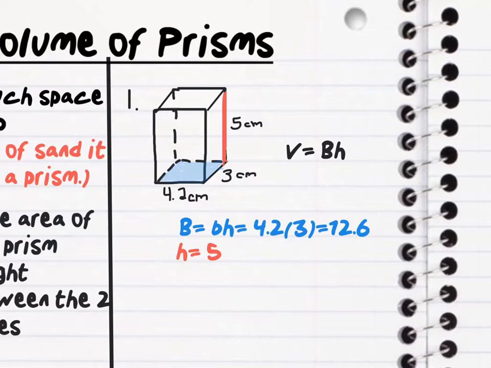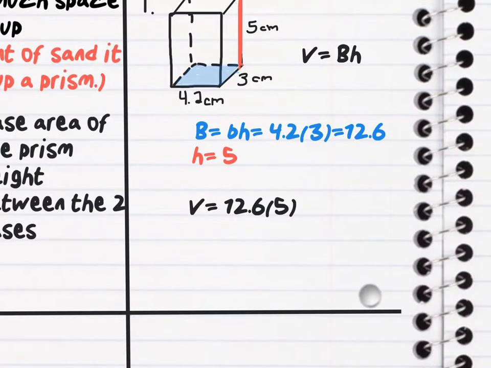Okay, so now that we have the base area and the height, now we can use our formula to find the volume. And the volume tells us to take the base area and multiply it by the height. So here we're going to write V equals 12.6 times 5. And that's going to be 63 centimeters cubed. So anytime you're finding the volume, our units are always cubic units. So we're going to put little cm and this little 3. That's the units that we use for volume. And you box your answer.